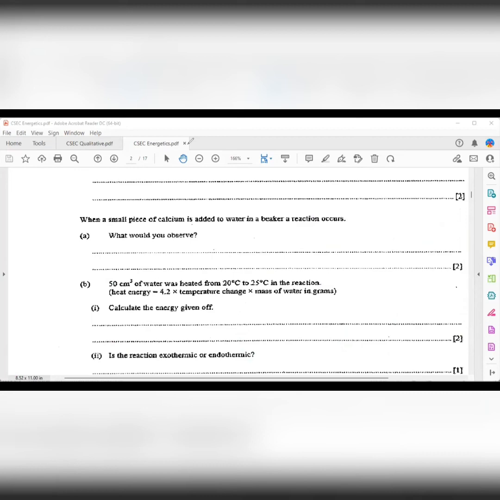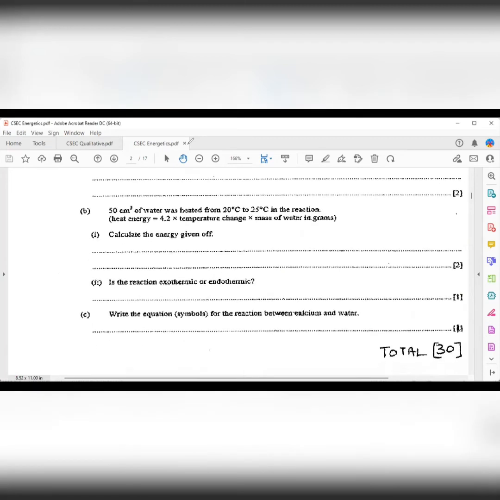The next question says, is the reaction endothermic or exothermic? I want to hear what you think first. Do you think it's endothermic or exothermic?